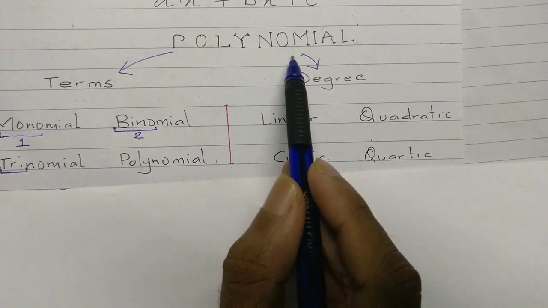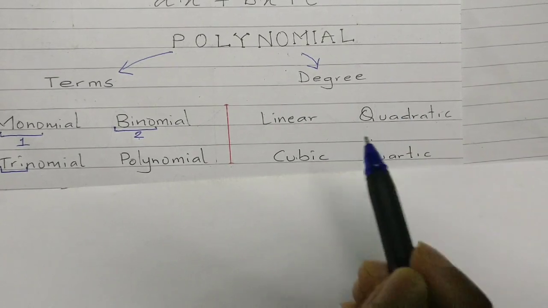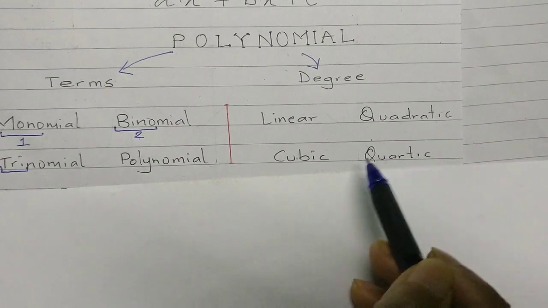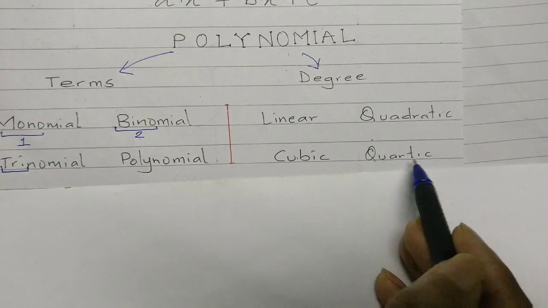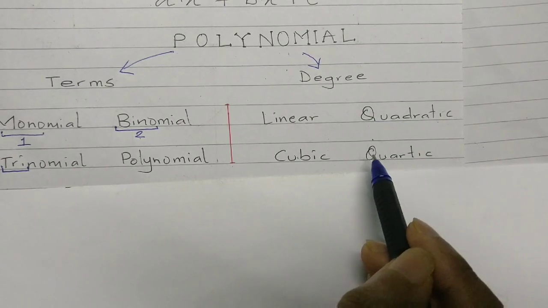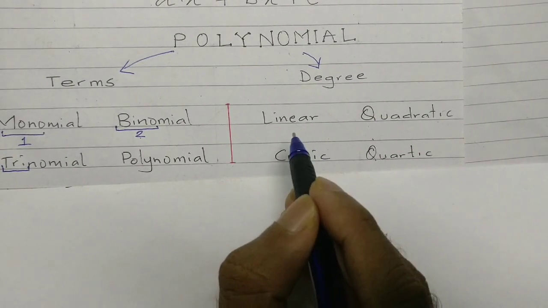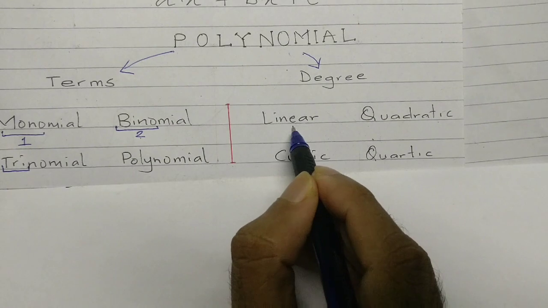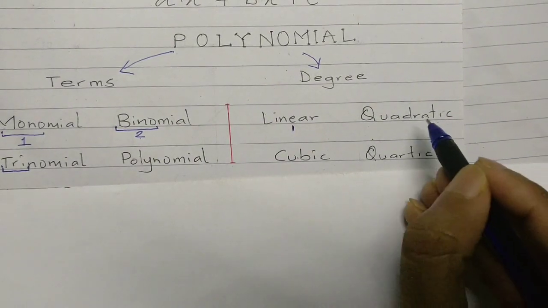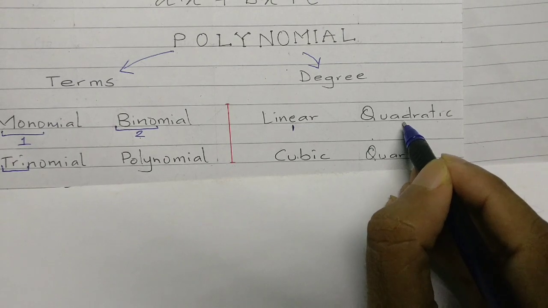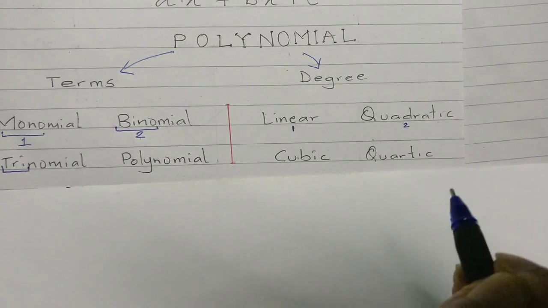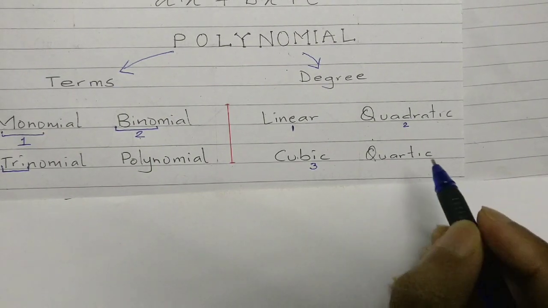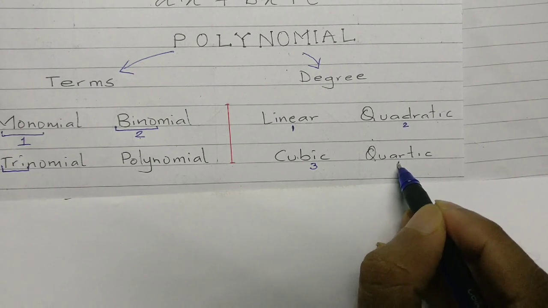So the polynomial based on the degree can be classified as a linear polynomial, quadratic polynomial, cubic polynomial and quartic polynomial. The meaning of this is, a linear polynomial is when the degree of the variable is 1. Quadratic is when the degree of the polynomial is 2. Cubic is when the degree of the polynomial is 3. Quartic is when the degree of the polynomial is 4.